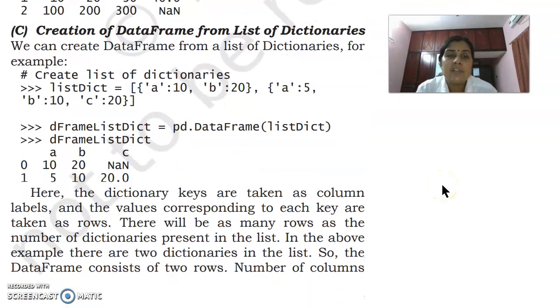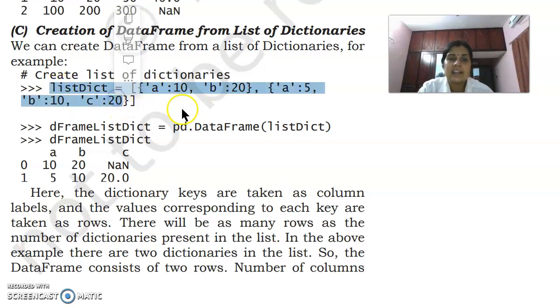Third is creation of data frame from list of dictionaries. In list of dictionaries, we are creating first a dictionary. How can we create a dictionary? We already studied in series, or we already studied in Python too. How can we create a dictionary? By using key value pairs and by using this type of bracket, which is known as braces. So here a list of dictionaries is created, a colon 10, b colon 20 like that.